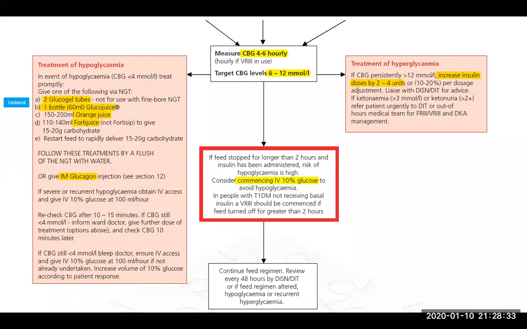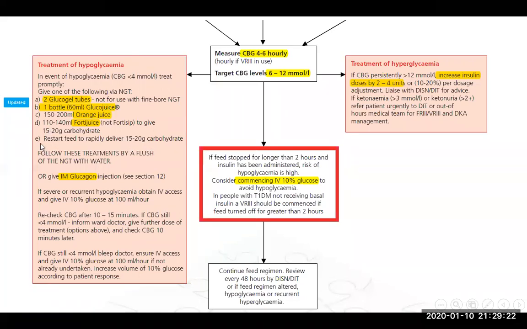management of DKA. If the patient presents with hypoglycemia, blood glucose is less than 4, and this is very important, and we discuss it in more detail in the hypoglycemia interactive session. We have 6 options. The first one is to give 2 glucogel tubes, not for use with a fine pore nasogastric tube, 1 bottle of glucojuice, 150 to 200 milliliters of orange juice, or 40 juice, not 47. And another option, and this is asked in our exam, is to restart feed to rapidly deliver 15 to 20 grams of carbohydrate.